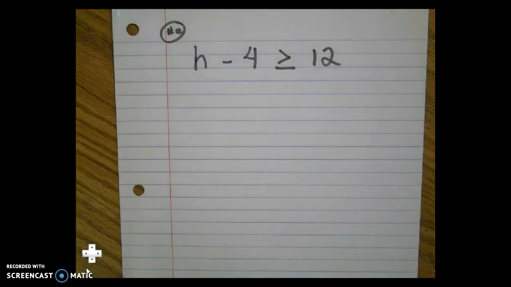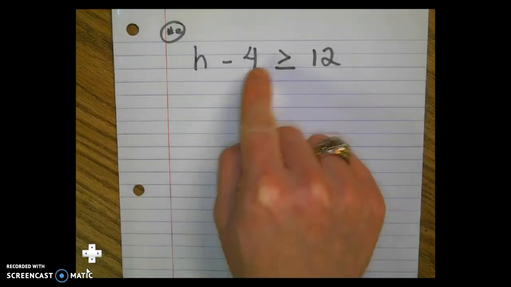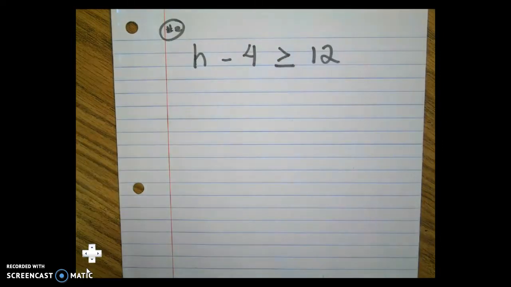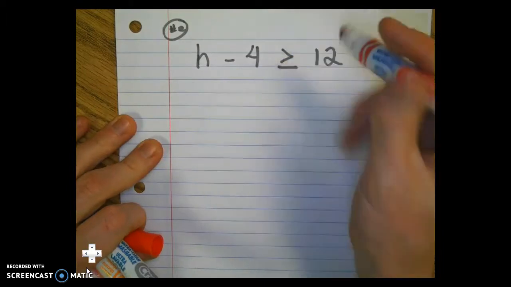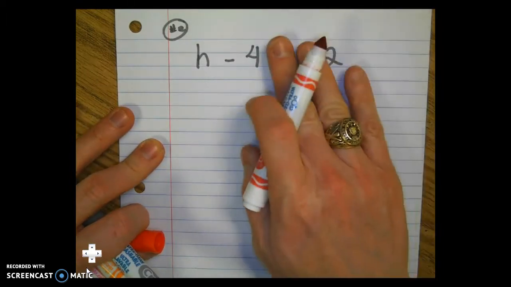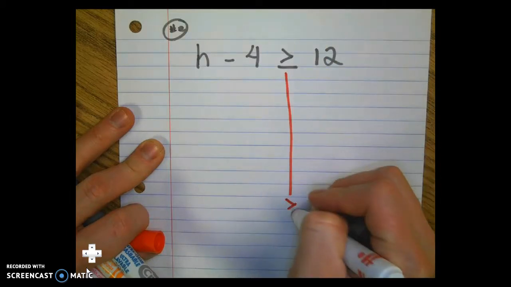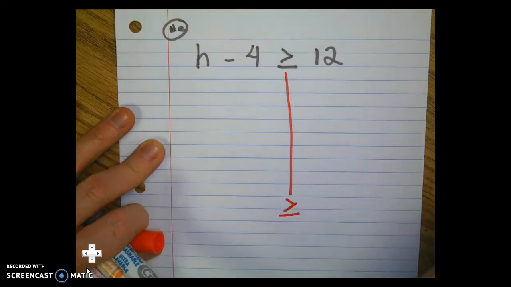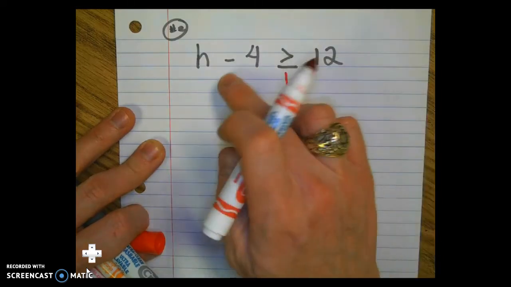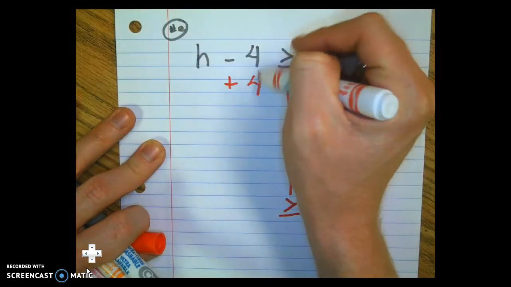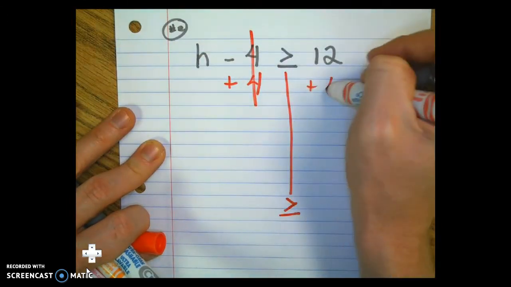Okay, here's another problem. H minus 4 is greater or equal to 12. So first things first, I want you to forget about this sign for a minute. Draw your wall like you're going to solve an equation. So again, forget about the sign, bring it down. Greater or equal to. Now just solve this. How do you get the H by itself? You have to add 4 to both sides because that says minus 4, same thing as negative 4. Add 4 over here to cancel that out, and I add 4 over here.